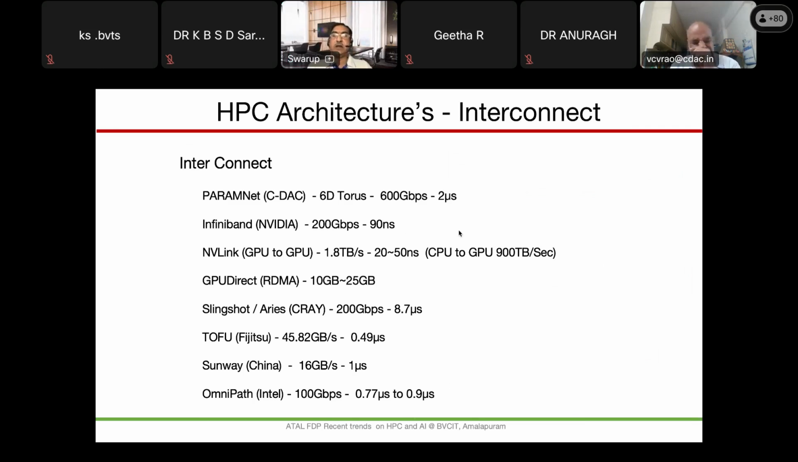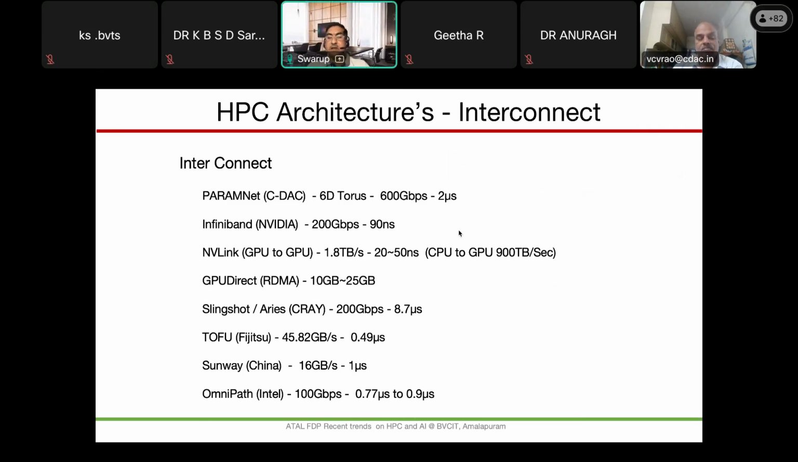Now InfiniBand is the next one, which is widely used across all supercomputers, which is 200 Gbps and 90 nanoseconds. See, the latencies are very, very low. And the NVLink, that is GPU to GPU communication, which is a 1.0 TB per second transfer rate with 20 to 50 nanoseconds kinds of latencies that it offers.